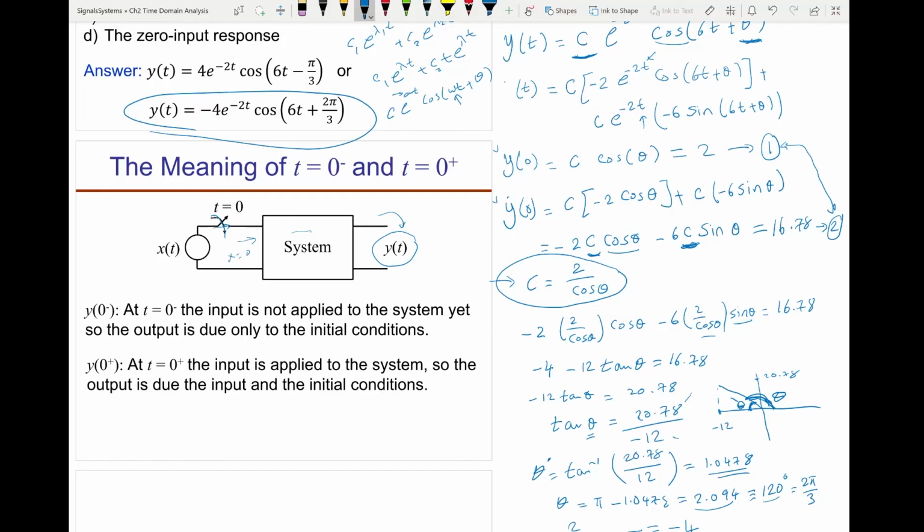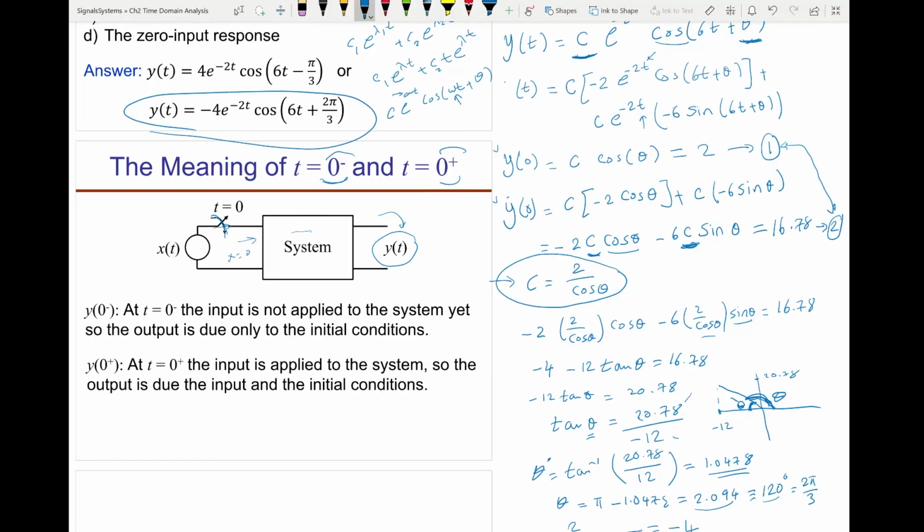So the instant I close the switch or open the switch, I can represent right before the action by 0 minus. That means a nanosecond before the action of closing or opening the switch. And 0 plus means a nanosecond after the action at t equals 0. The action could be opening the switch or closing the switch. That's what they mean.